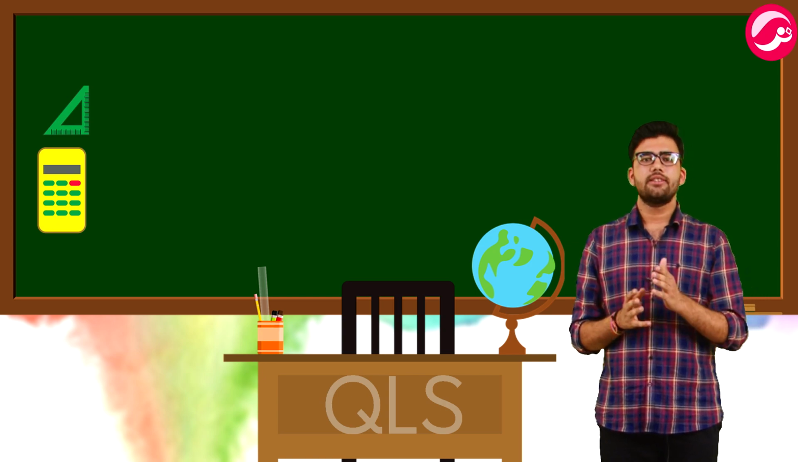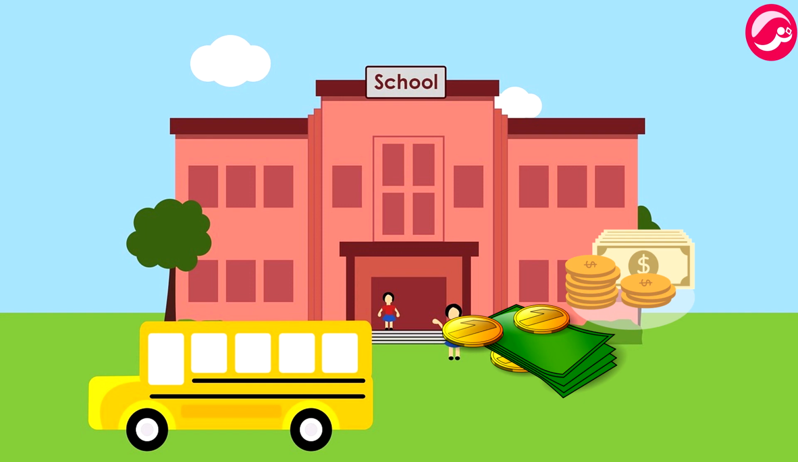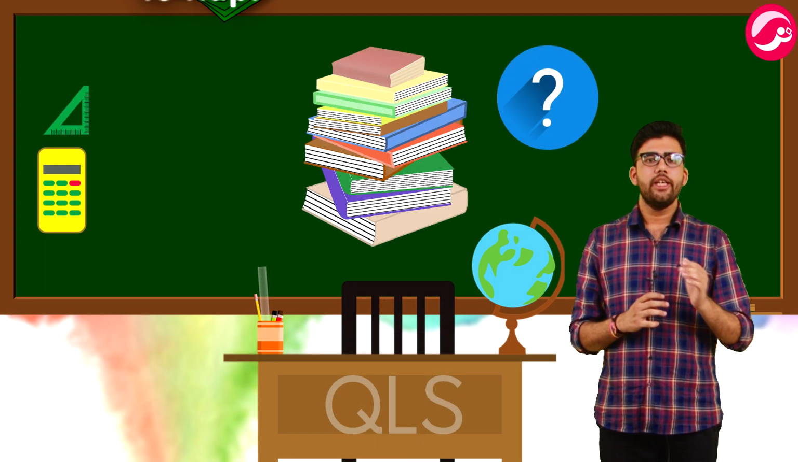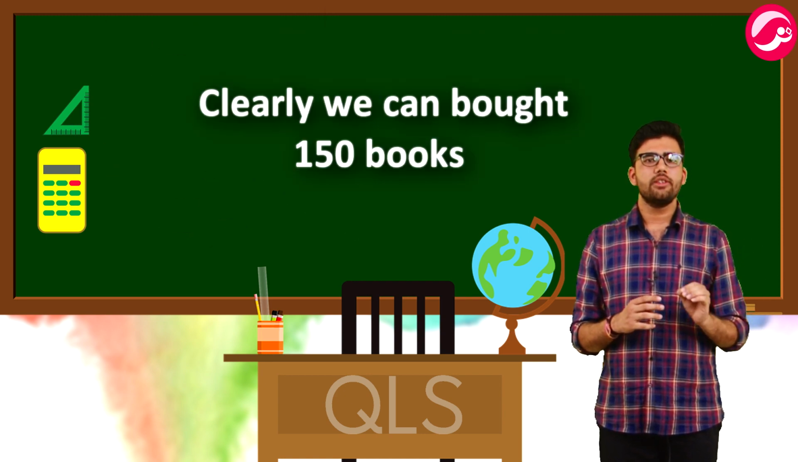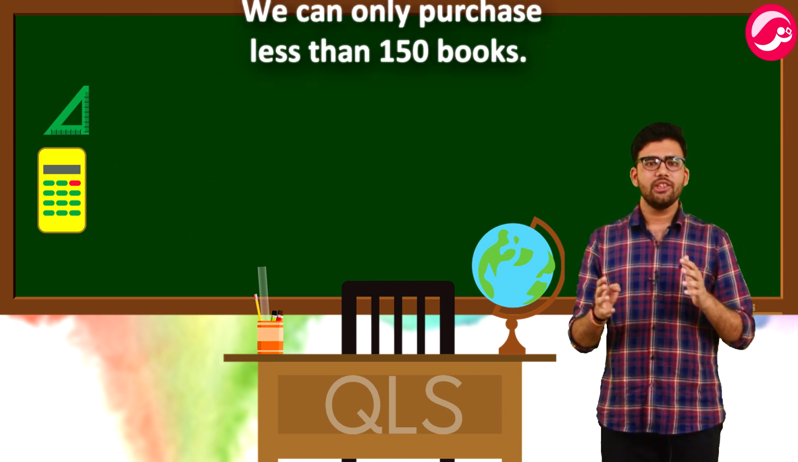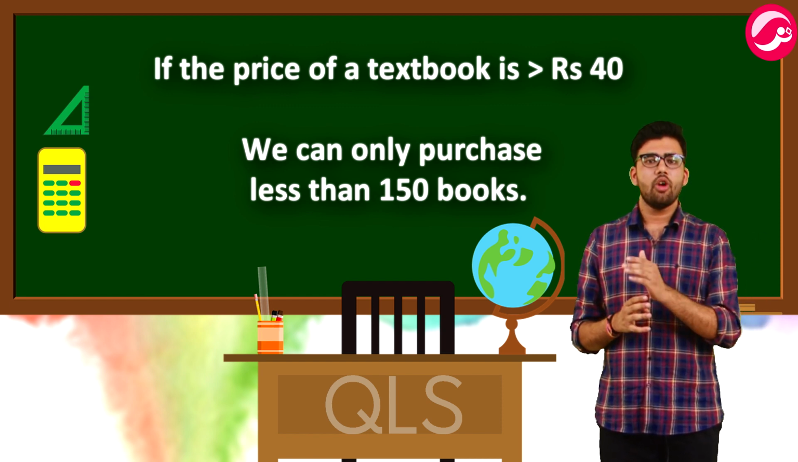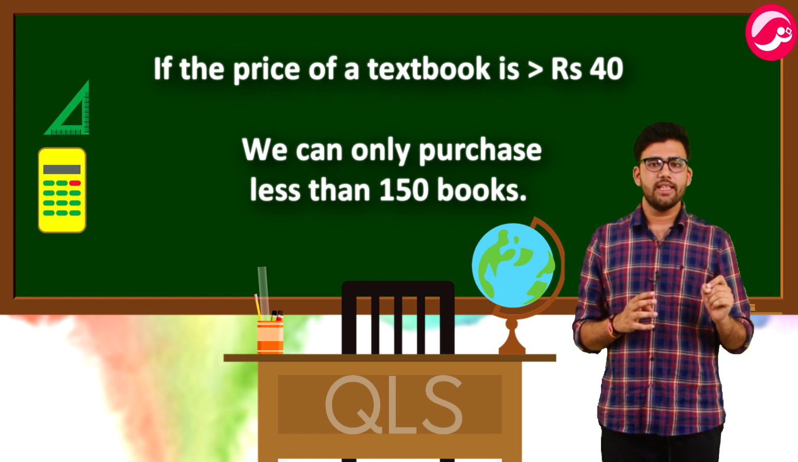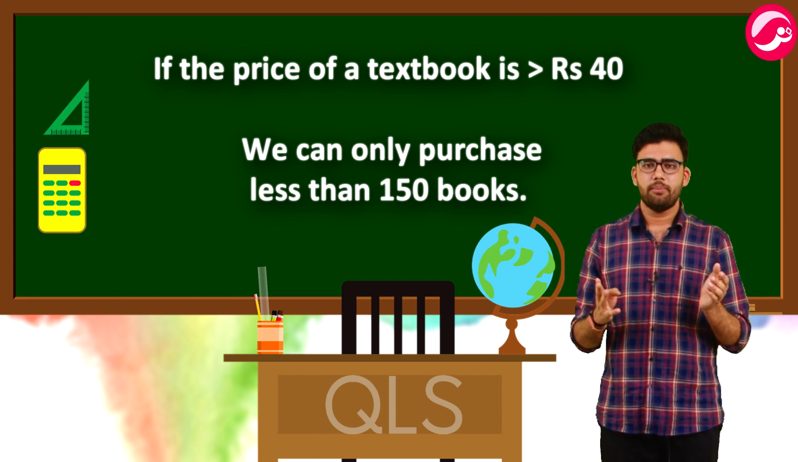Let us consider some examples. A school wants to spend rupees 6,000 on mathematics books. How many books could be bought at rupees 40 each? Clearly, 150 books can be bought. If the price of a textbook is more than rupees 40, then the number of books which could be purchased with the same amount of money would also be less than 150.